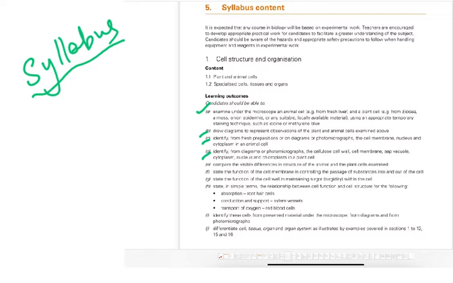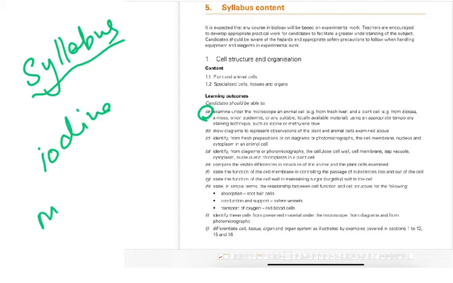Now, the first point that we're going to cover is the point A of the syllabus, which is: examine, under the microscope, an animal cell, for example from fresh liver, and a plant cell, for example from Elodea, a moss or onion epidermis, or any suitable locally available material, using an appropriate temporary staining technique such as iodine or methylene blue.